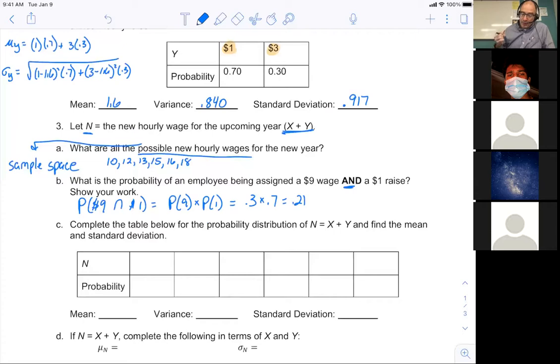So what happens is we can now find a distribution table for X plus Y, where they've defined N as the combination of X and Y. So really what we have is the outcomes that we've already talked about. We can get a 10, we can get a 12, we can get a 13, 15, 16, and 18. Those are my possible outcomes. We can do the probabilities as we did before. So we just found out this is going to give me a 0.21. We could then multiply and find all the other ones, but we're going to cut to the chase, and I'm just going to write them in here.